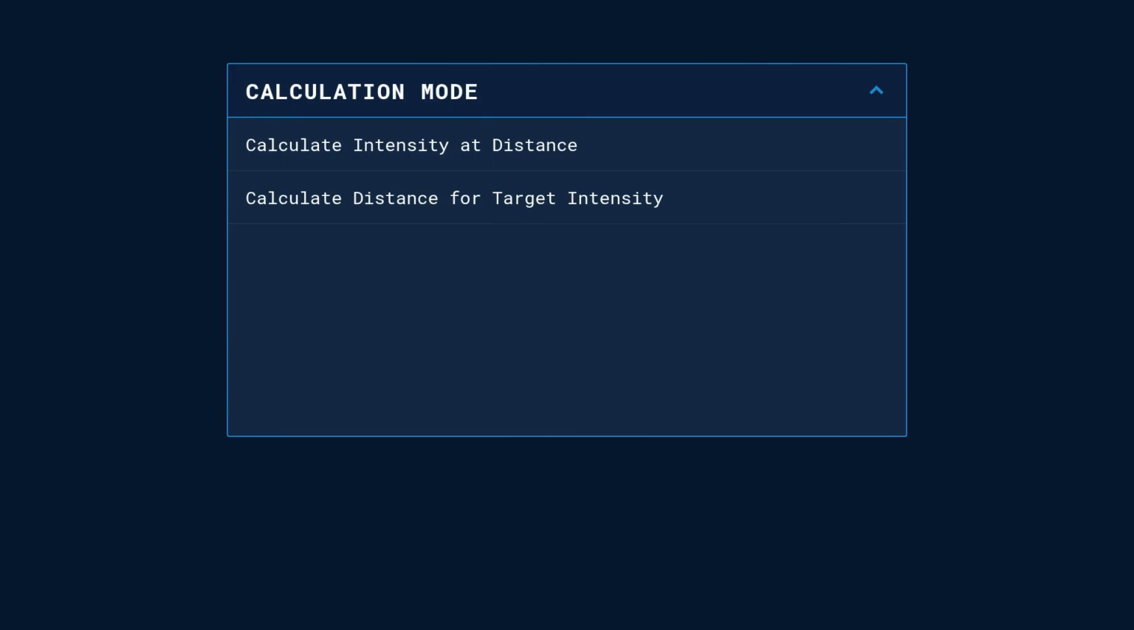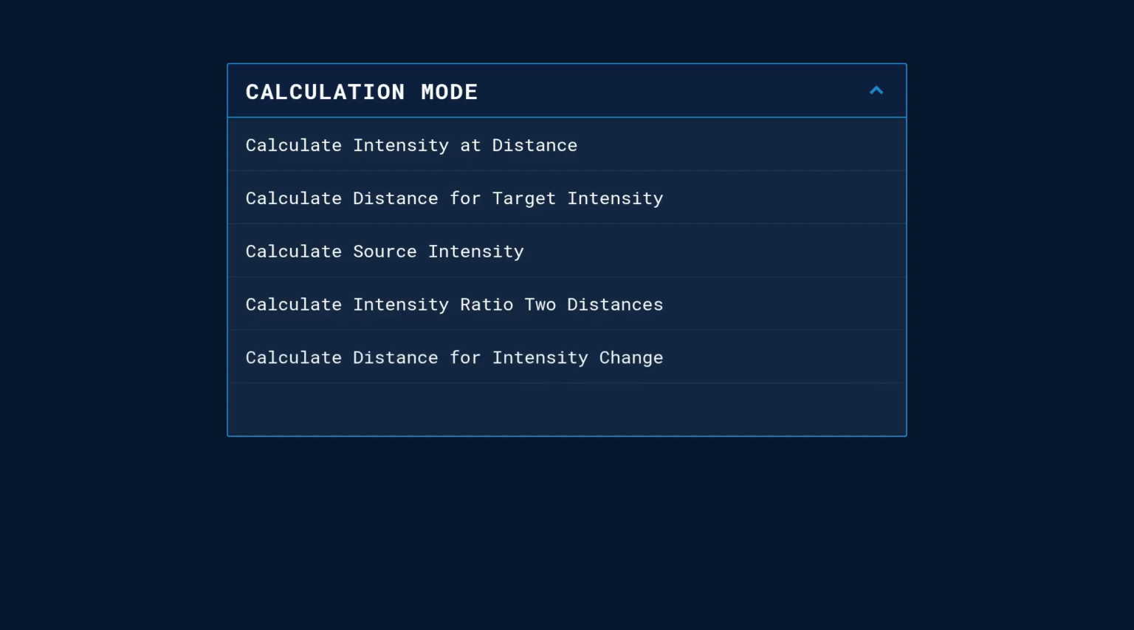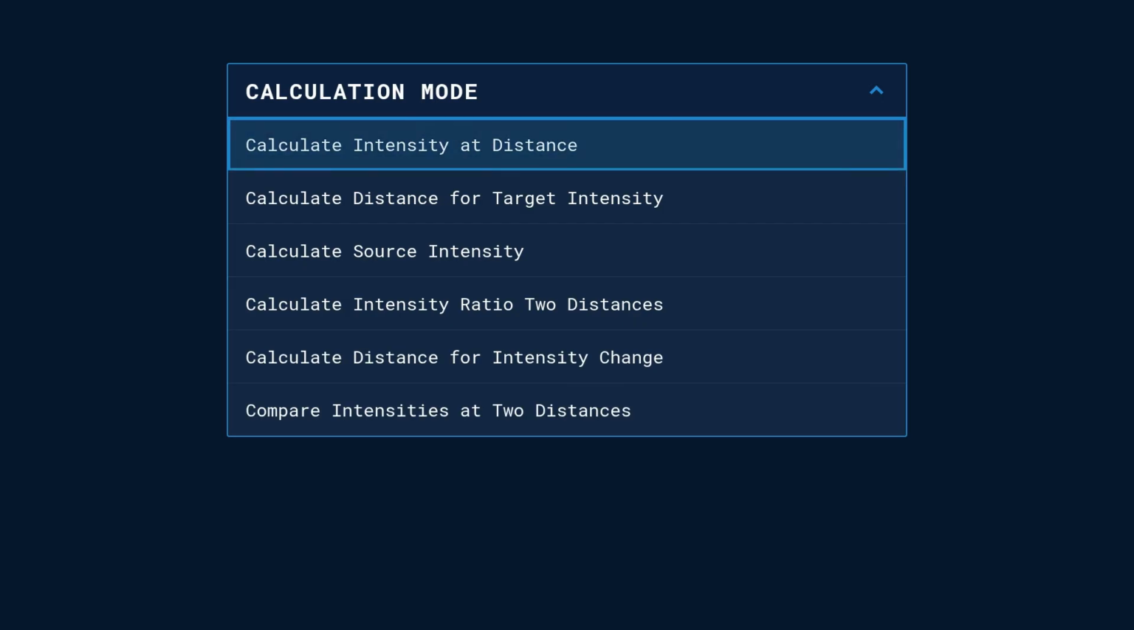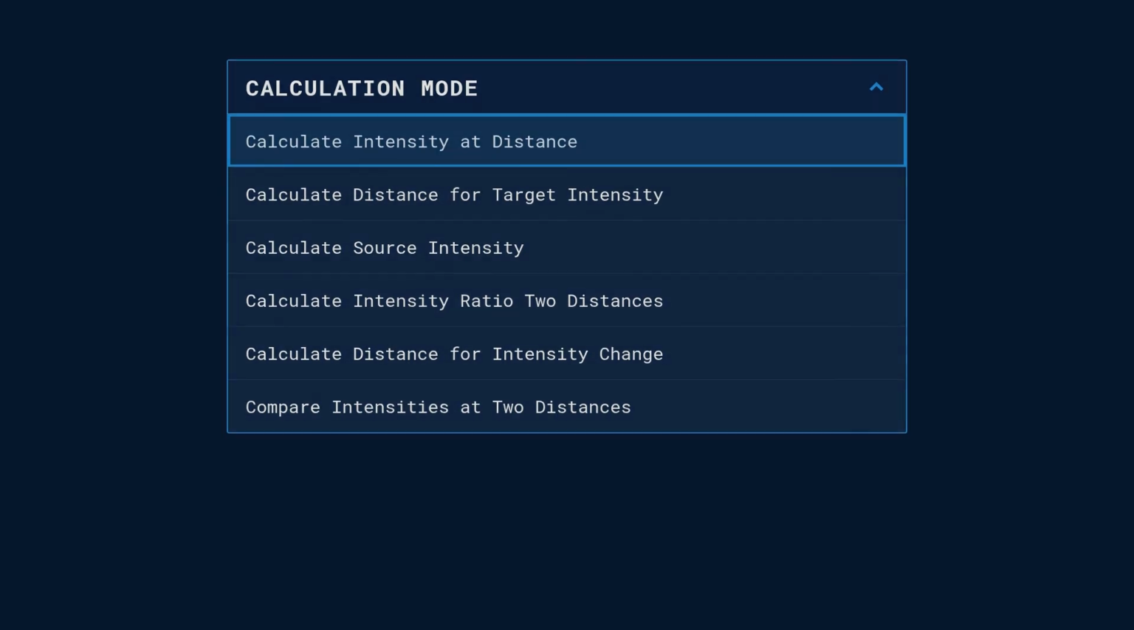Calculate intensity at distance. Calculate distance for target intensity. Calculate source intensity. Calculate intensity ratio. 2 distances. Calculate distance for intensity change, and compare intensities at 2 distances. For this demonstration, I'm using Calculate Intensity at Distance.